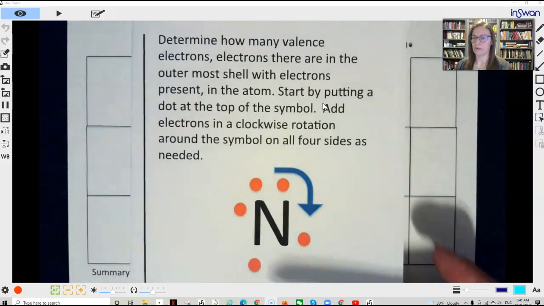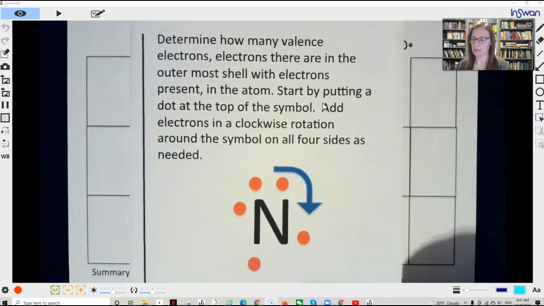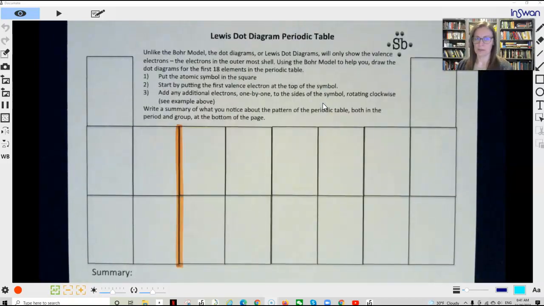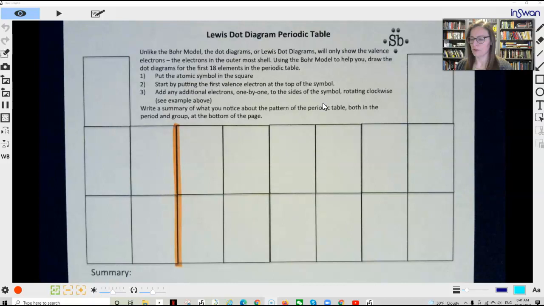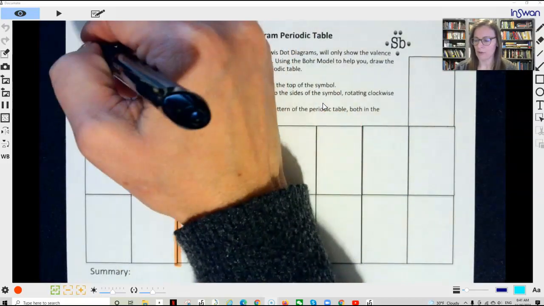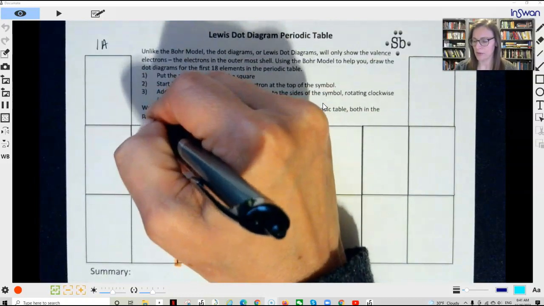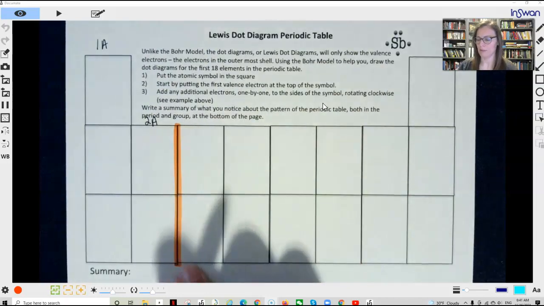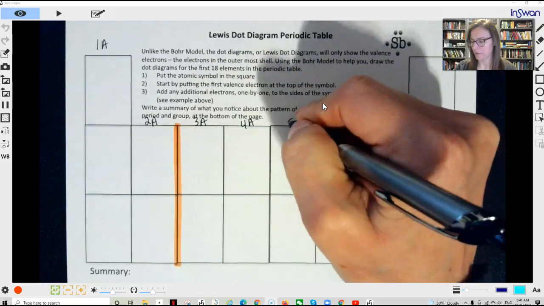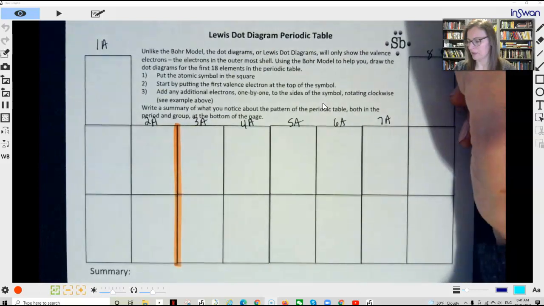All right, so you have a summary of how to do these dot diagrams in the front of your handout. I've already described it, but if you need to reread the instructions or summary, they're there for you. So again, this is your dot diagram portion of your handout in practice. If you didn't already, label these 1A, 2A. Remember, we skip the transition metals. 3A, 4A, 6A, 7A, and 8A.